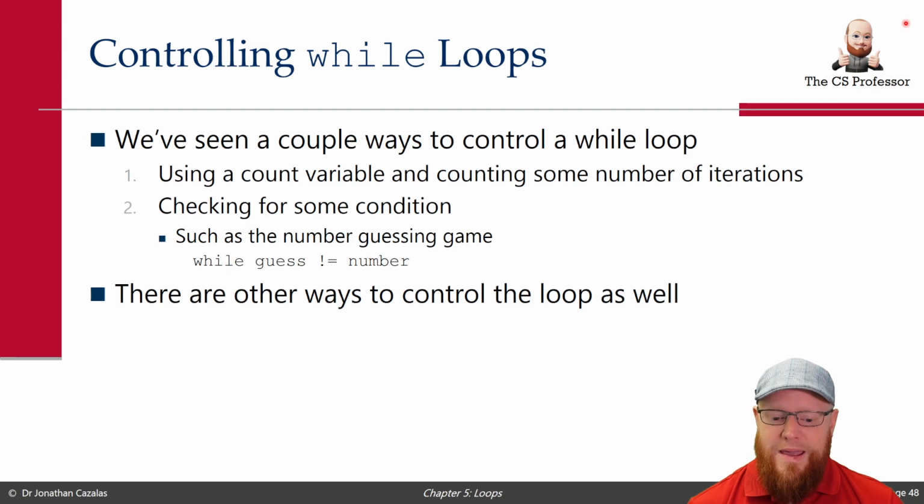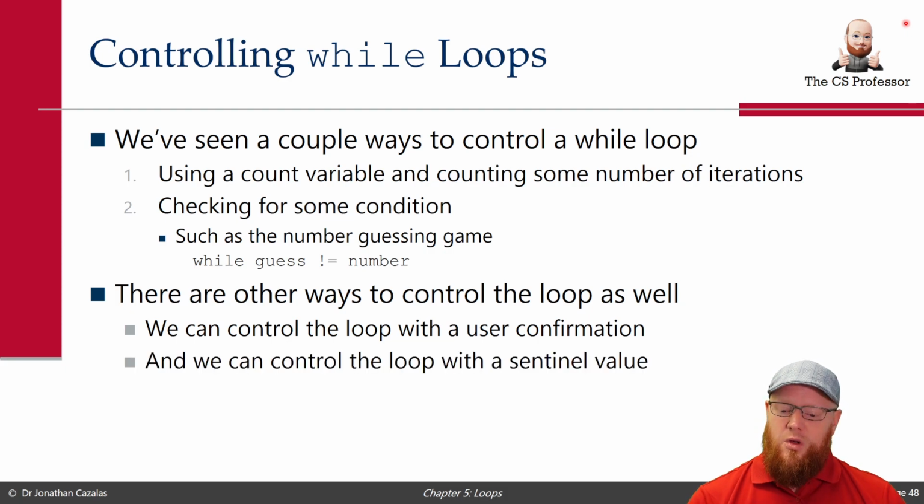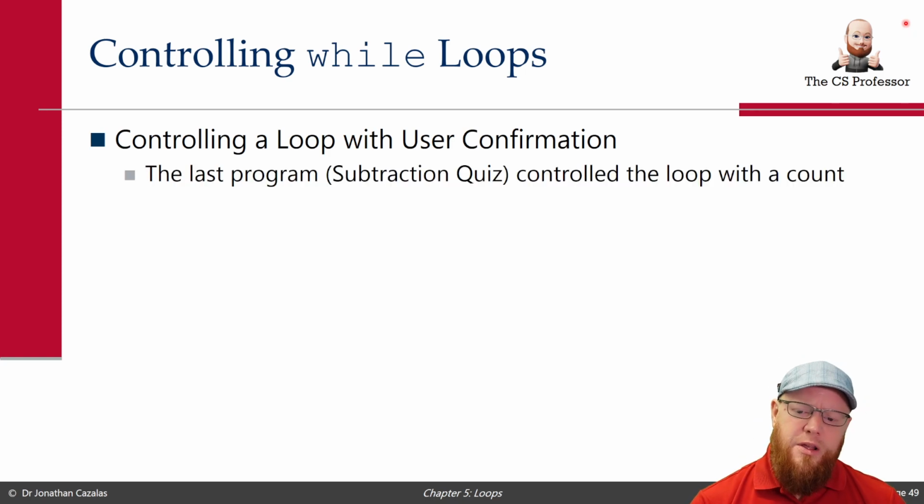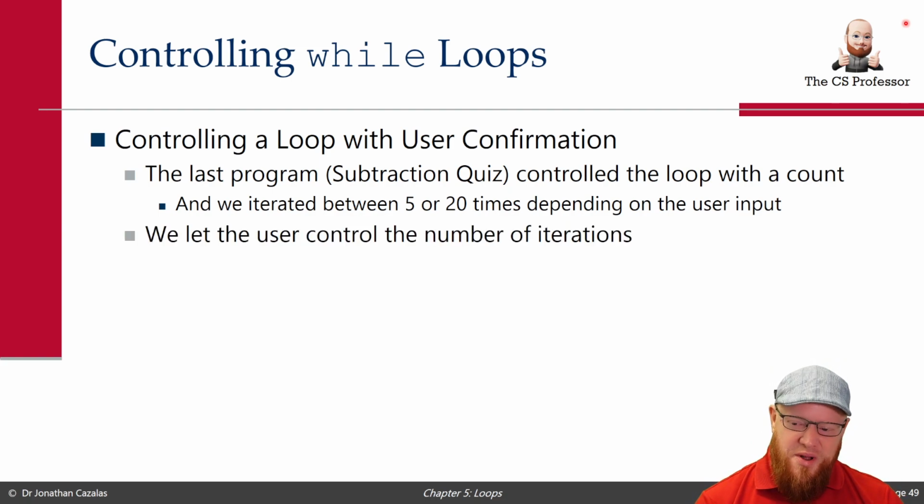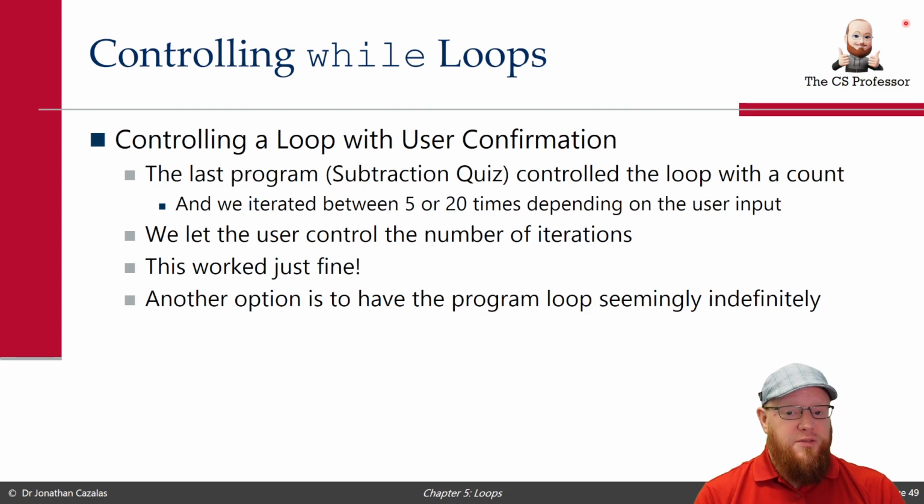There are also other ways that we can control the loop. We can control the loop with a user confirmation, and we can also control the loop with what is called a Sentinel value. So starting with user confirmation, let's revisit that subtraction quiz that we ended with in the last video. If you recall, we asked the user how many questions they would like to enter, and they said they would answer between 5 and 20 questions, or so we hoped, based on the fact that we asked them to enter between 5 and 20. So we let the user control the number of iterations by entering that value. And that worked perfectly fine, but we could have done this differently.